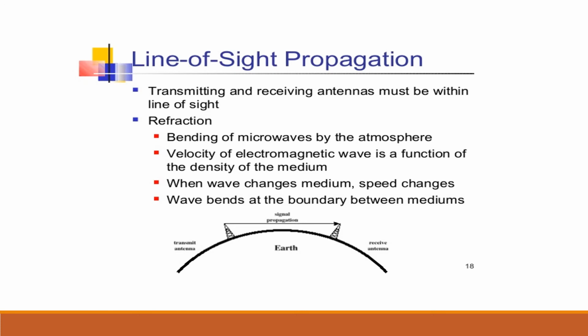Refraction: bending of microwaves by the atmosphere. Refraction occurs when the velocity of electromagnetic waves is a function of the density of the medium. When the wave changes medium, speed changes, and the wave bends at the boundary between the mediums.